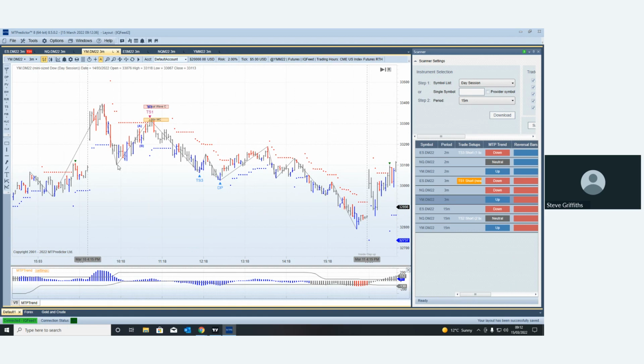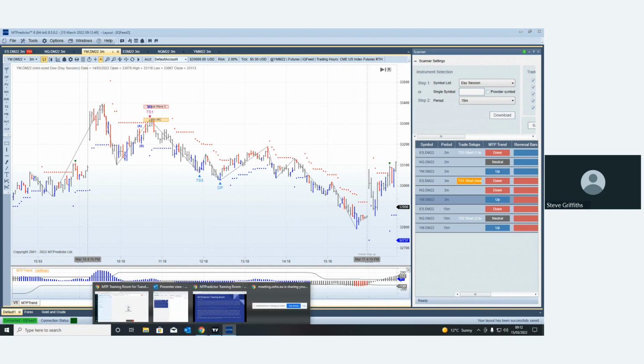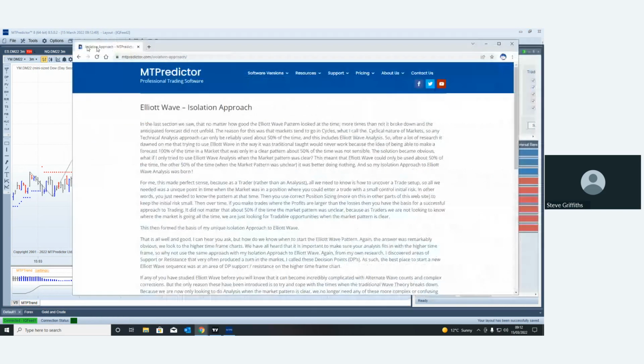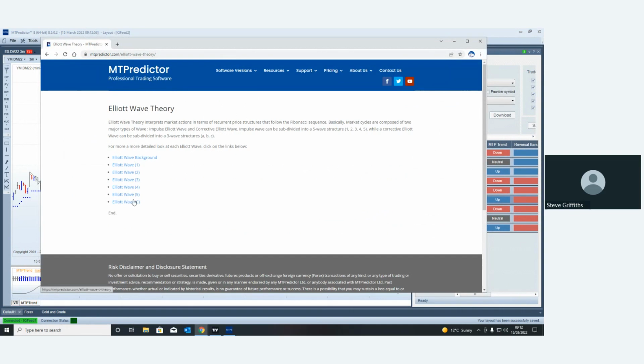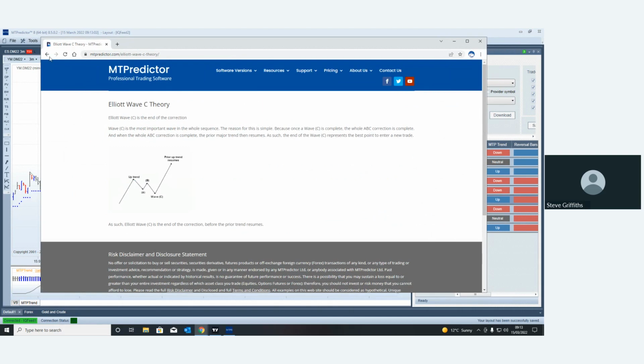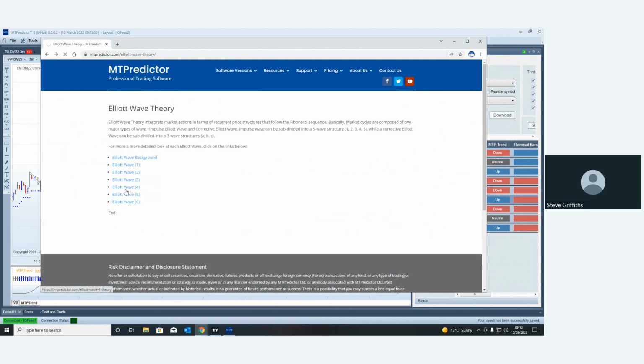The initial move is wave 1. The ABC correction down there is wave 2, that then carries on to potentially a wave 3. Again, if you want to look at this in a bit more detail, you can go to resources. If we come down to Elliott wave theory, there's a bit of detail there, so you can look at the Elliott wave C, you can look at Elliott wave 4, all these different Elliott waves, they're there underneath resources, Elliott wave theory. So it shows you what the basic pattern is.